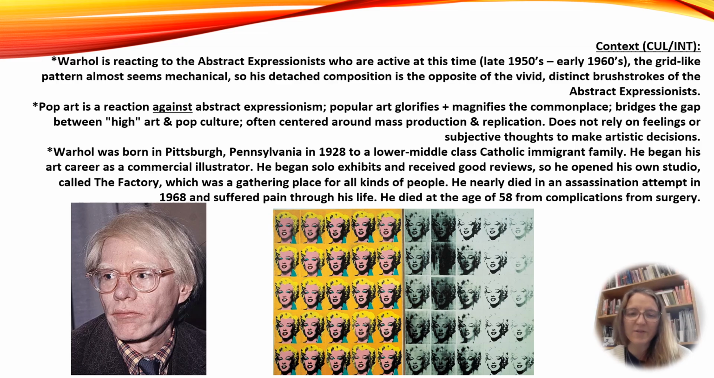Warhol was born in Pittsburgh, Pennsylvania in 1928. He grew up Catholic, and his Catholicism does influence his art. He begins to exhibit. He receives good reviews, so he opens his own studio called The Factory, which was a gathering place. He nearly dies in an assassination attempt in 1968, and because of it, he suffers pain throughout his lifetime. And then after some of the effects of the assassination attempt, he does die at the age of 58 from complications from surgery. So he dies on the younger side. Get your context.